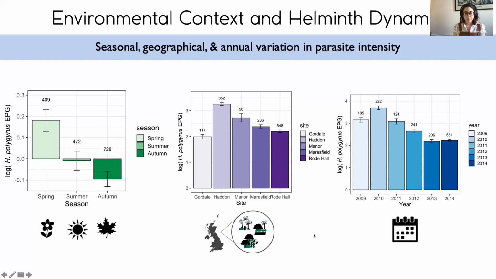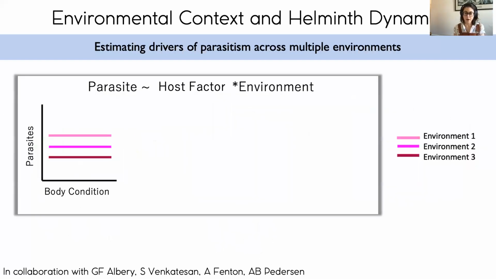So the next step was trying to tease apart how this environmental variation might influence the relationship that the host has to its parasites. Just to walk through the framework of what I did for this, I was basically trying to set up interactions between host factors of interest. So for example, here I'll just outline one using body condition as an example, possibly interacting with the environment. The environment here might be a year or a site or a season, as we saw in the last slide.